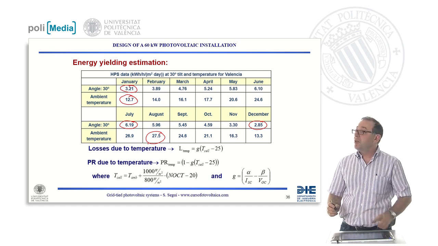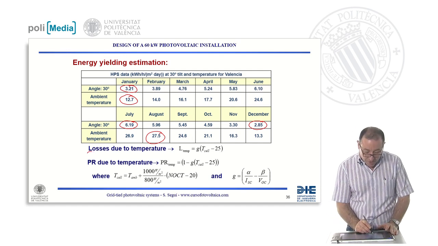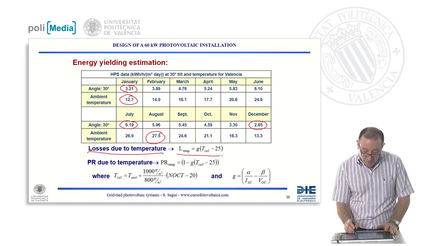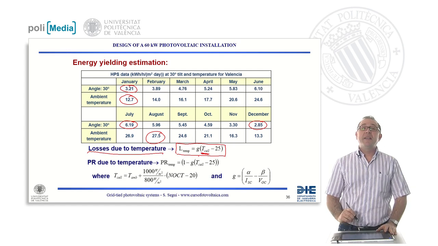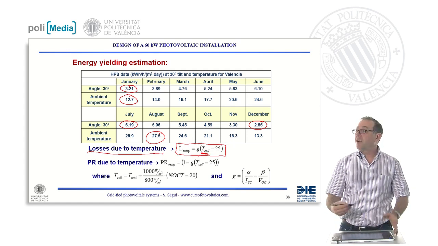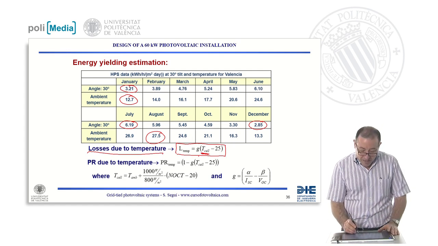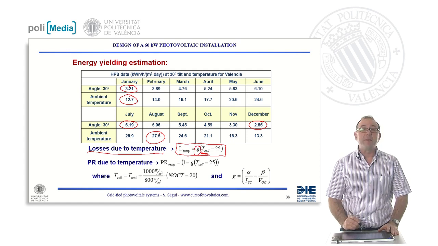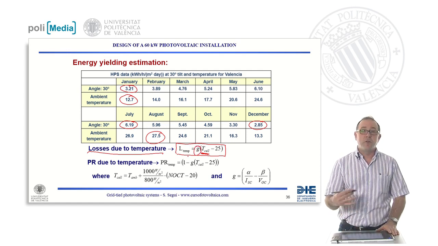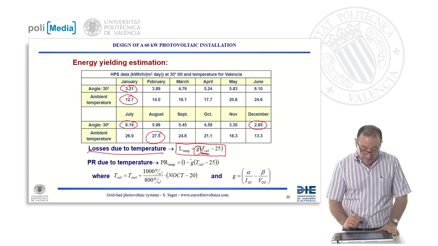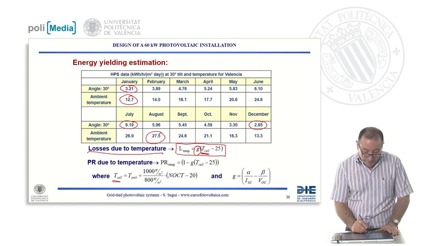With these values, we can calculate the losses due to the temperature using this expression, in which we have to calculate the cell temperature for the operating conditions that we are establishing, and we will also need the temperature coefficient of the power for this model. The cell temperature is calculated here.